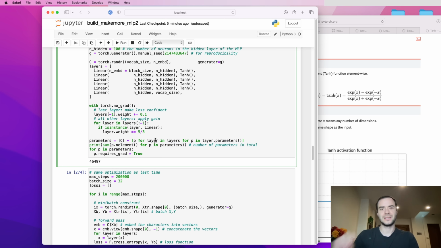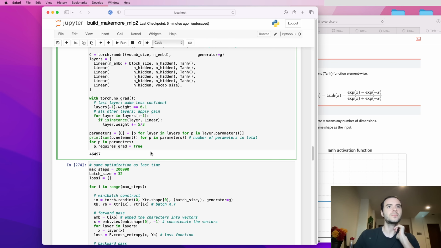And notice here, I'm using a double list comprehension, if you want to call it that, but for every layer in layers and for every parameter in each of those layers, we are just stacking up all those p's, all those parameters. Now in total, we have 46,000 parameters, and I'm telling PyTorch that all of them require gradient.